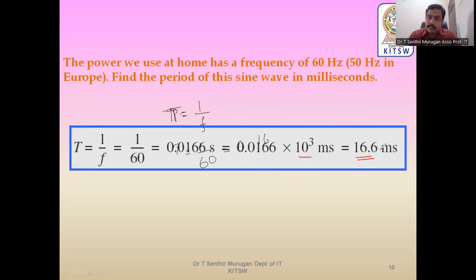If we want to convert this value 16.6 from milliseconds into seconds, what do we have to do? Millisecond means 10 power minus 3. If we multiply with 10 power minus 3, we get seconds. But to convert seconds to milliseconds, we have to multiply with 10 power 3.